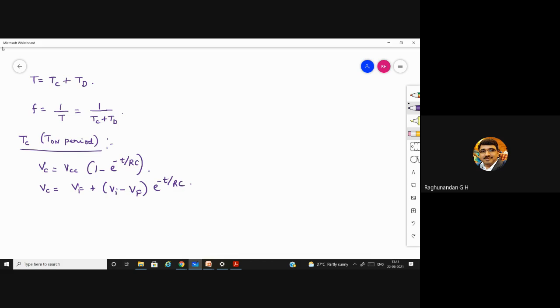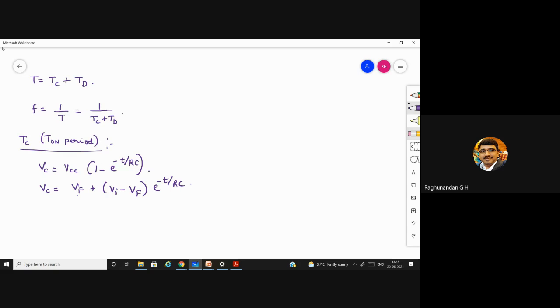Here Vf is the final voltage the capacitor can get once it is charged completely, and Vi is the initial voltage on the capacitor. As we know, the initial voltage, or the minimum voltage the capacitor can have, is 1 by 3 Vcc. Even when a capacitor discharges completely, it only reaches 1 by 3 Vcc. It will not go to 0. So 1 by 3 Vcc is the minimum voltage the capacitor will always have, and that becomes its initial voltage.